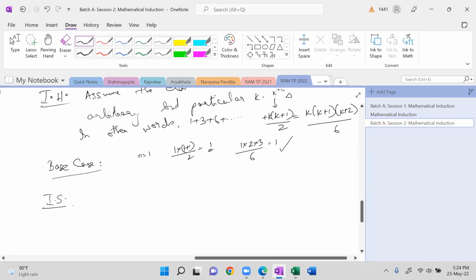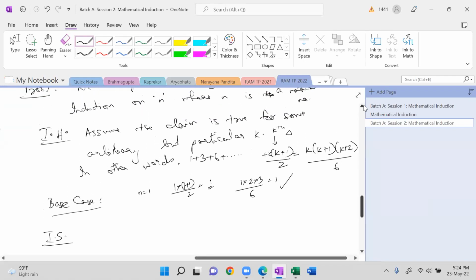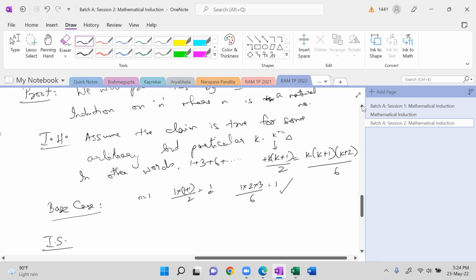Induction step. Ishan, induction step. Sir, I have a doubt. Yes, go ahead. Sir, why did we do that, 1 into 1 plus 1 by 2? Why did we prove that? Because we already know, right? So what we are doing is, when n equals 1, by writing this, we are saying that this is the first triangular number.